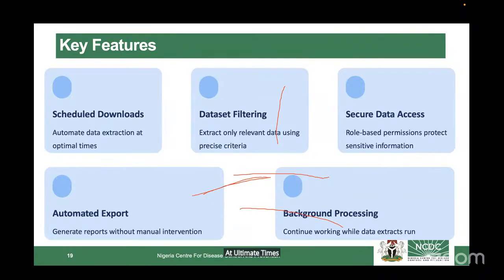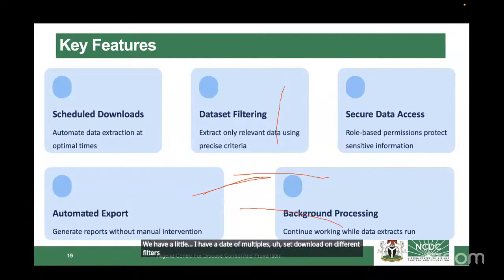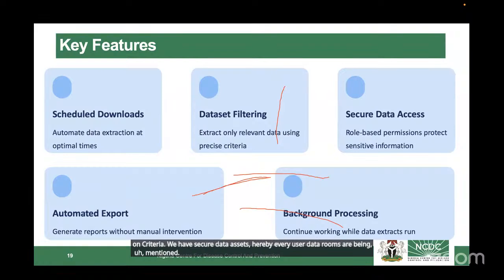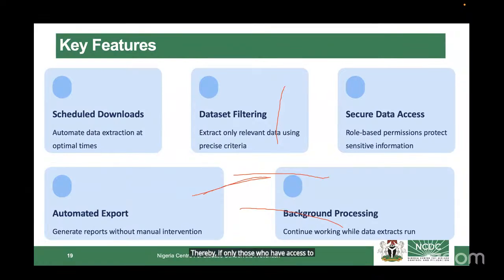On data set filtering, we can have multiple set downloads on different filters on the data set, whereby we can extract only the relevant data we need with a prescribed criteria. We have secure data access, whereby every user's data rules are mentioned, so only those who have access to the download manager can download it.